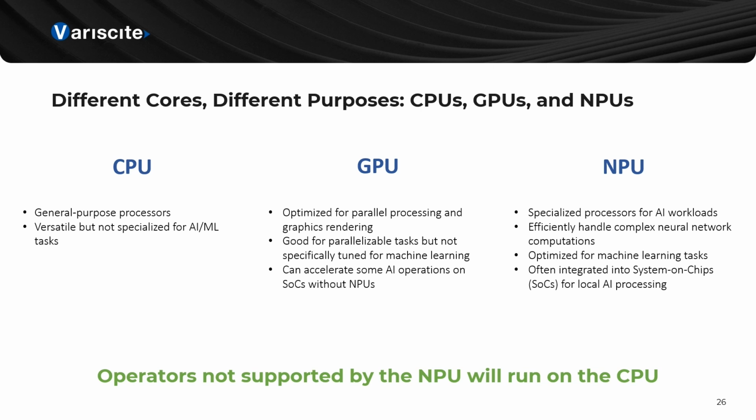Finally, we have the NPU, or the neural processing unit. NPUs are specialized processors designed specifically for AI workloads. They efficiently handle complex neural network computations and are optimized for machine learning tasks. A key point to remember is that operators not supported by the GPU or NPU will default to running on the CPU. This ensures that even if the GPU or NPU can't handle certain tasks, the system will still perform those operations using the CPU.